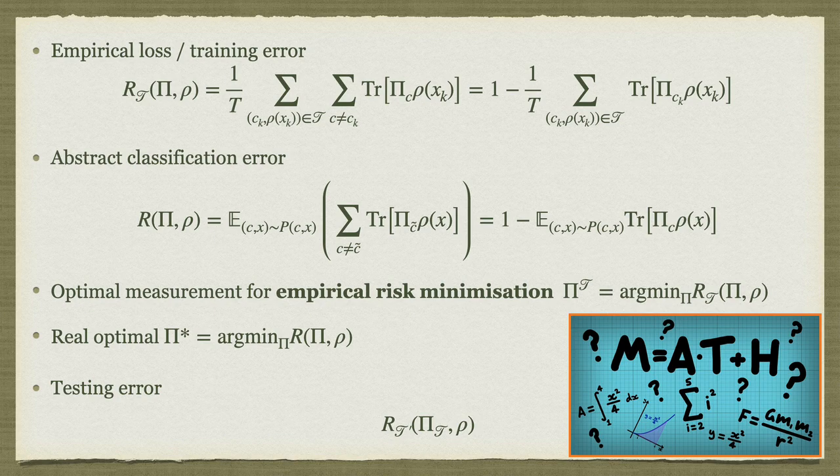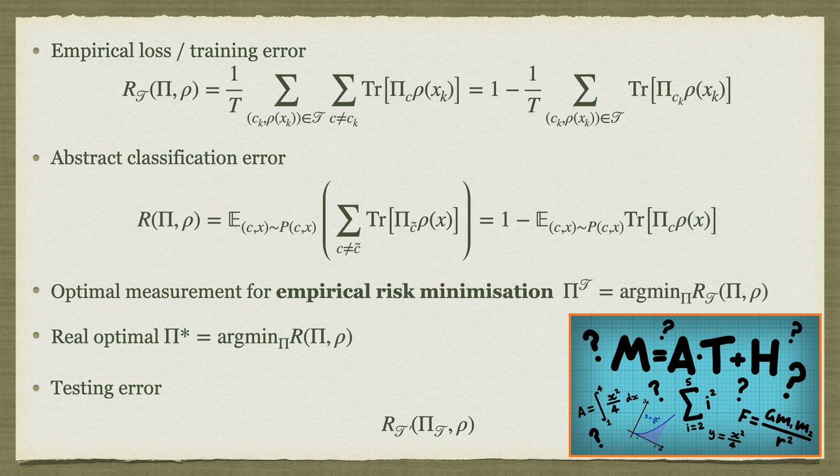Let's define a loss or cost function in order to quantify this error. For a fixed POVM, the probability to get the class C for a state rho xk in the training set is given by the trace expression in the first equation. The training error is basically the sum over all probabilities to get the wrong outcome, namely to get the outcome C, which is different from the true value ck that is known in the training set. This is then averaged over all the elements from the training set.